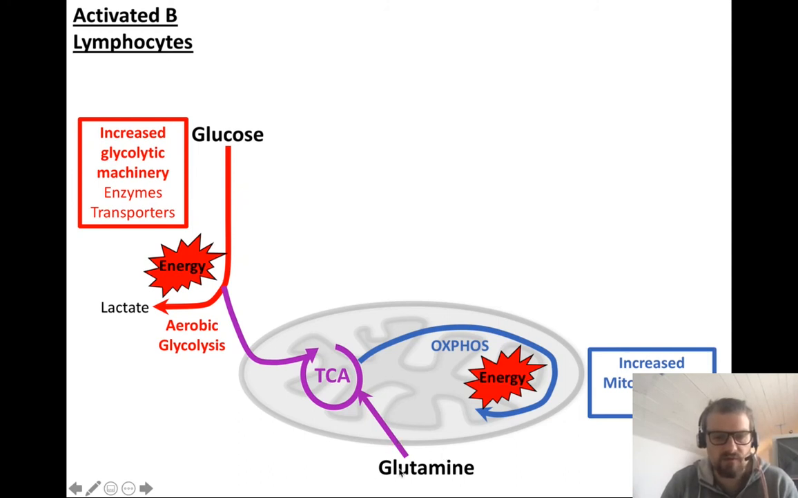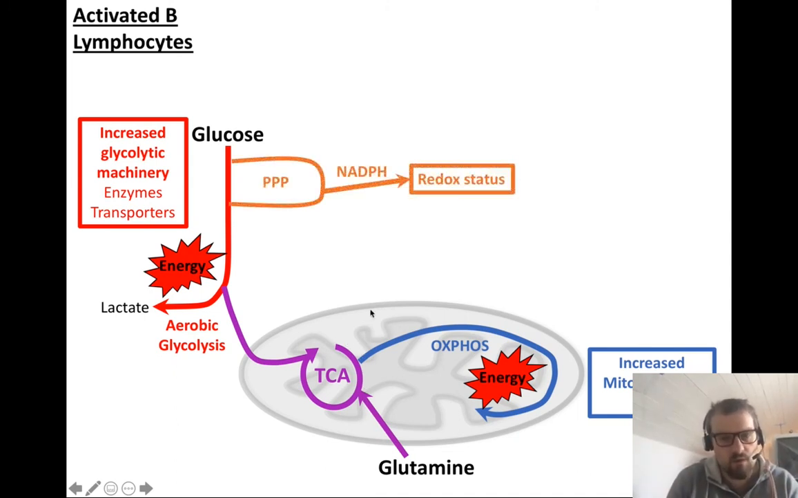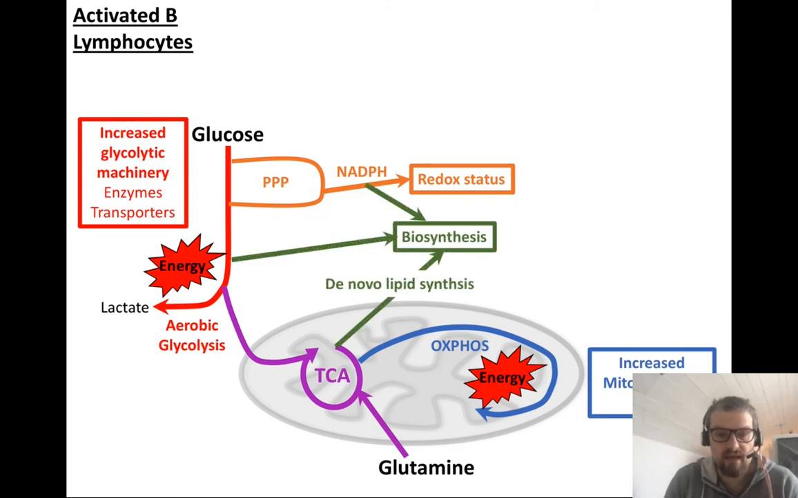Glutamine is also an important substrate in B cells, and they do engage the TCA cycle. So it looks quite similar, and makes sense based on the fact that they are engaging in biosynthesis. There's also evidence that the B cells are using the pentose phosphate pathway, and this is important for maintaining the redox status. People have looked at de novo lipid synthesis in B cells, and that's also really important. So they have a metabolic configuration that's very consistent with a really highly metabolically active cell.